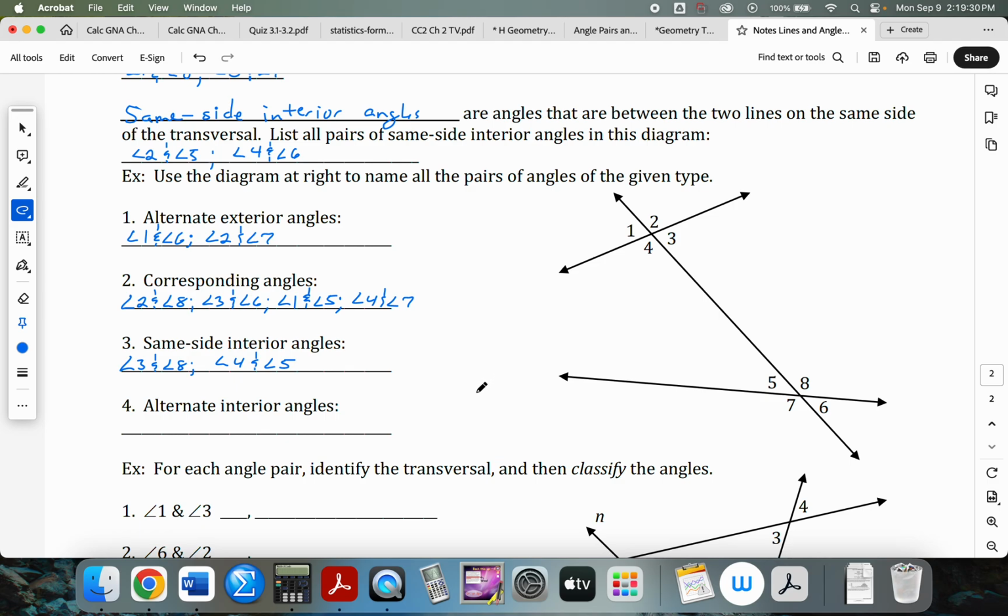All right, and then alternate interior angles. What's angle 4 an alternate interior angle with? Anybody? 8. And then angle 3 and angle 5.